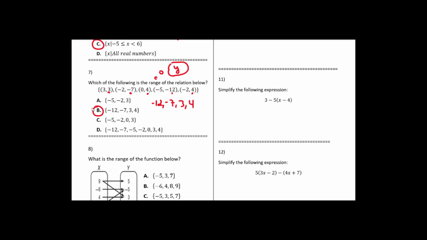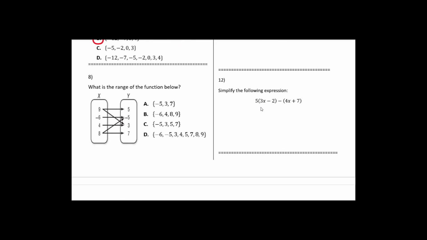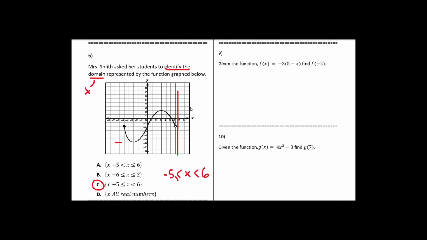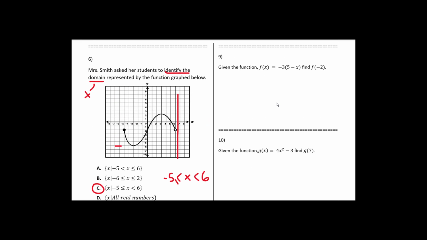There we go. Next one is a diagram again, the mapping. And I'm asked, what is the range? The range is the y values. So basically, I'm looking for these numbers right here. So I'll start with -5, and then 3, 5, and 7. So -5, 3, 5, and 7 will be letter C. There we go. Let's go on to the next problem right here.